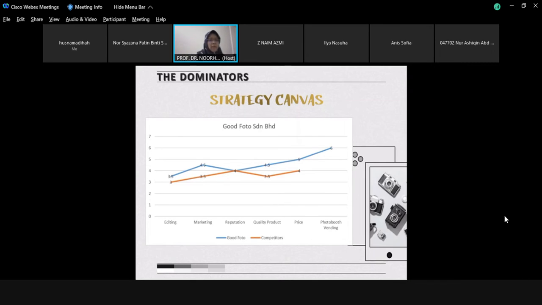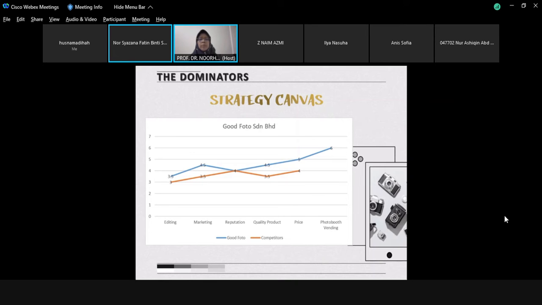See, the strategy canvas should be very easy for anyone, even the ones who are not involved in solving the case. The moment you see the strategy canvas, you should understand what it means. So tell us, what do you understand? No worries about right or wrong. Just tell us what you think. Shazana?